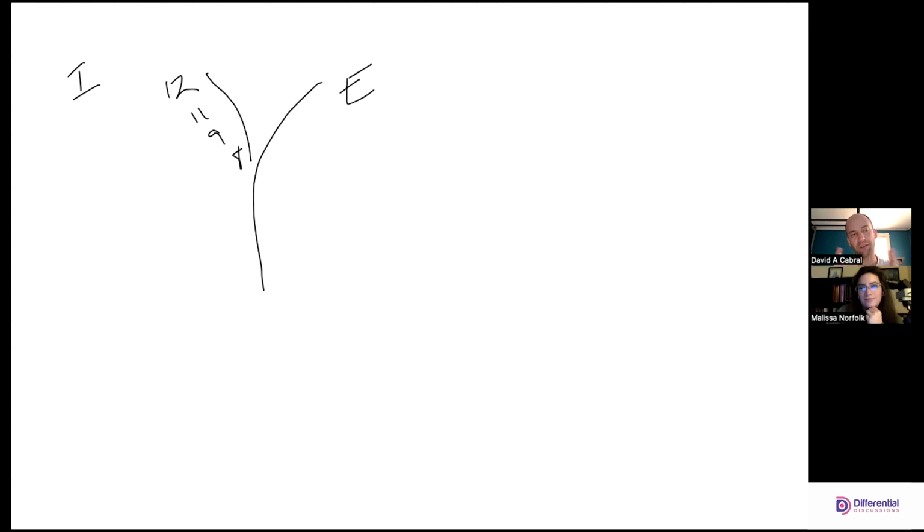So the Y creates that fork between the intrinsic and extrinsic to the common pathway. And then 12, 11, 9, 8. If we remember 9 and 8 form our intrinsic tenase. So this is just really cool. It's an elegant, funny way.